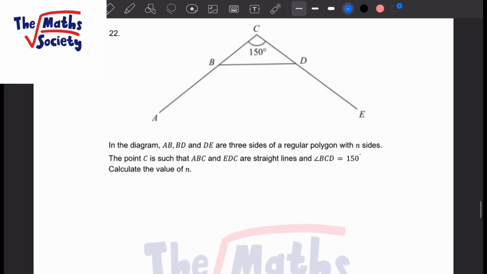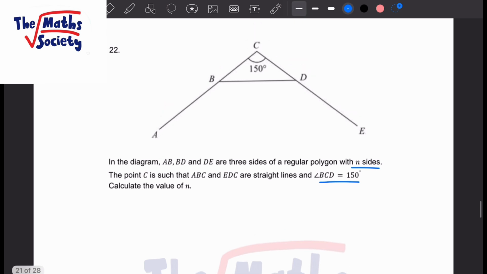Okay, so now we have 22. It says that in the diagram, AB, BD, and DE are three sides of a regular polygon with n sides. The point C is such that ABC and ADC are straight lines, angle BCD equals 150 degrees. Calculate the value of n. If we look at this, we can see that it is like an isosceles triangle, so these two sides are going to be the same. That means it's going to be 180 degrees minus 150 degrees, divided by 2, which will give you 15 degrees each. So these are 15 degrees.